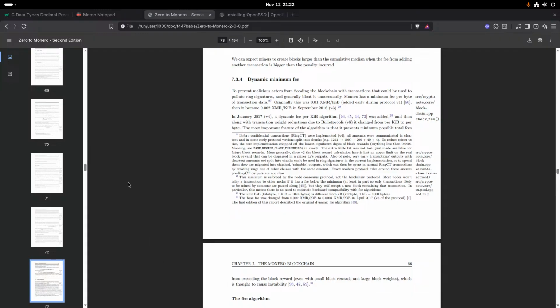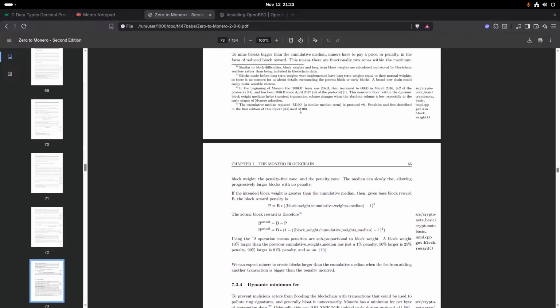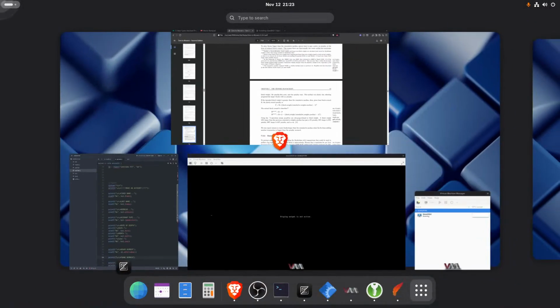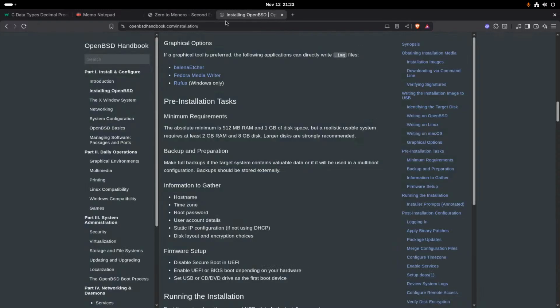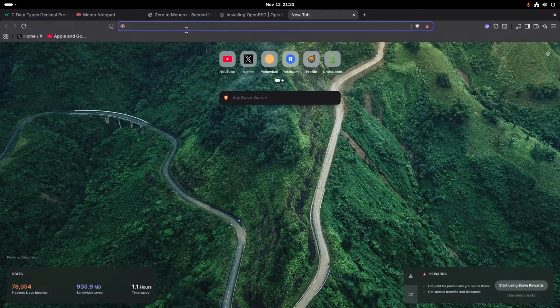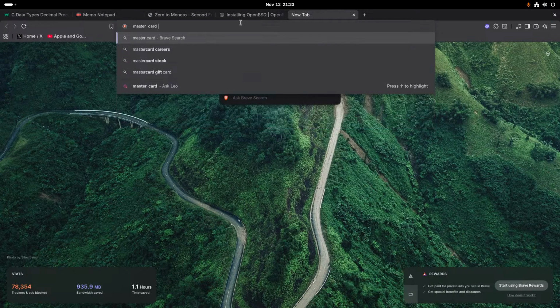Dynamic minimum fee. Fees are kind of bad, no one likes them, but they're a fraction. If you look at the cost in perspective, we're going to do some OpenBSD stuff in a minute, don't worry. What is the MasterCard fee?